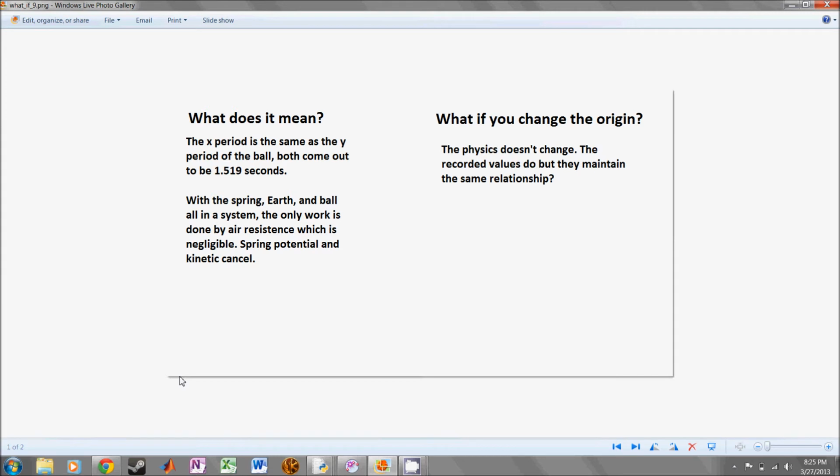Now if we take the spring, Earth, and ball all as a system, the only work done on the system is by air resistance, which is for the most part negligible. The spring potential and the kinetic energy cancel each other out, and we are left with a system with very little interaction with outside forces.